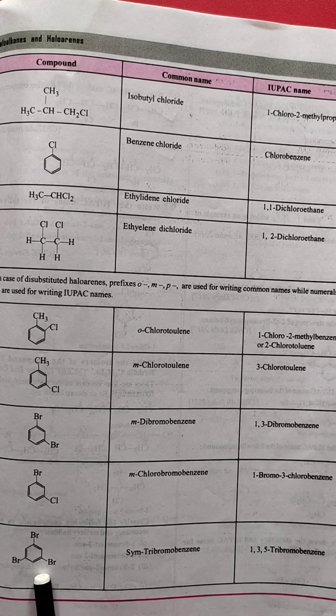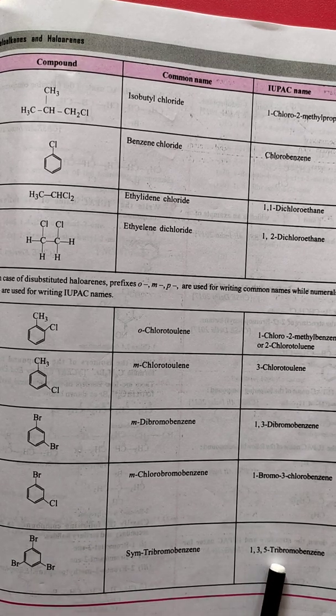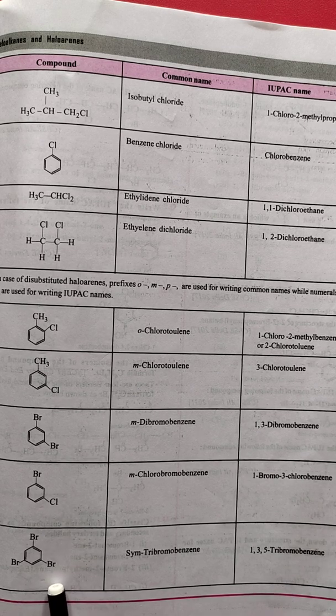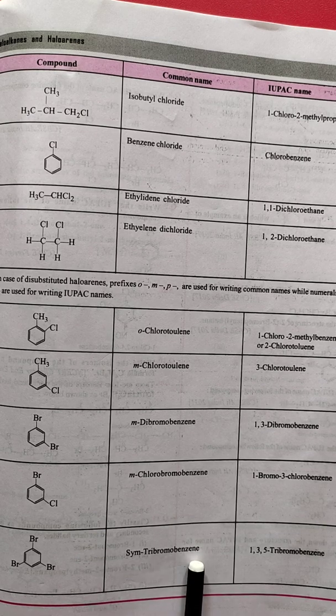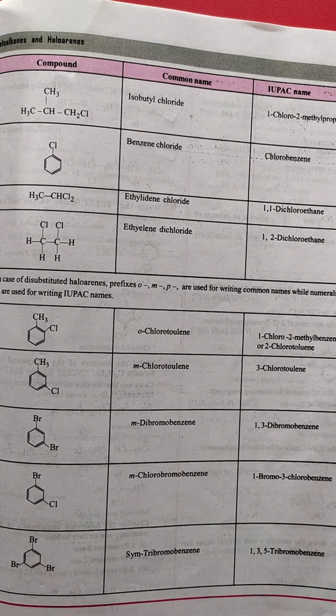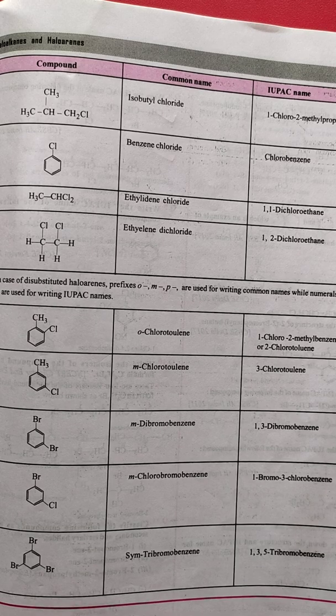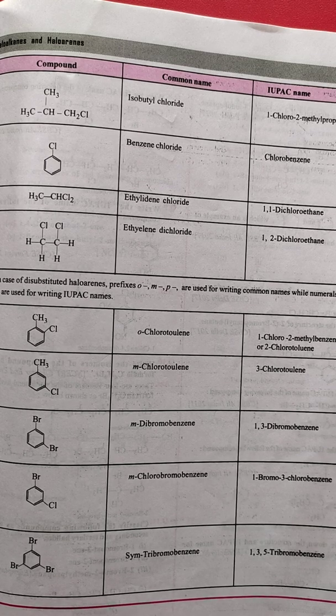Here we have a benzene ring with bromine attached at alternating positions. So the IUPAC name is 1,3,5-tribromobenzene, and the common name is symmetrical tribromobenzene. Why is it symmetrical? Because the location of bromine is in every alternate position. Bromine is not present in the same position, it is present in 3 different positions in a symmetrical manner. This is how the compounds of the haloarenes are named.